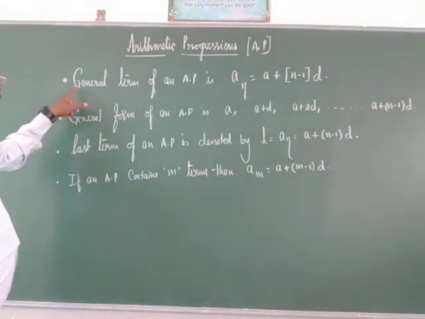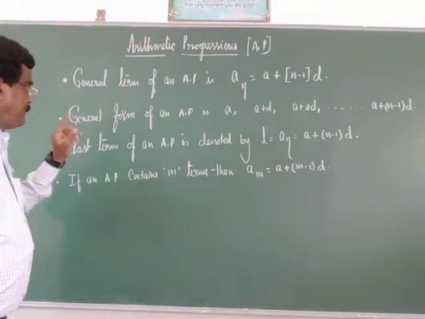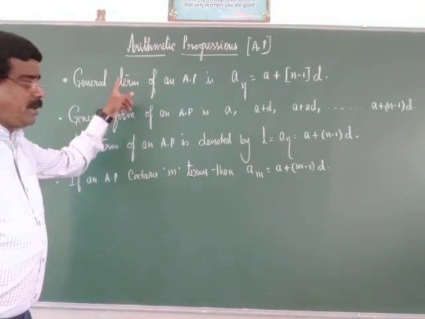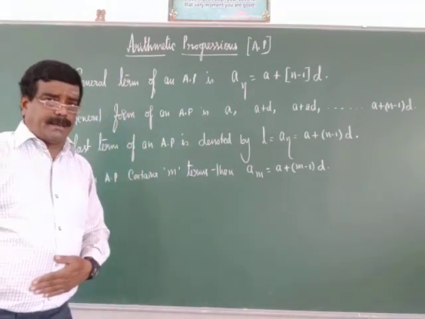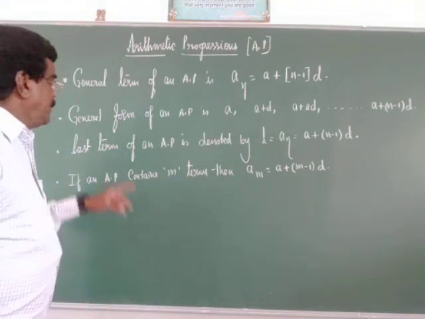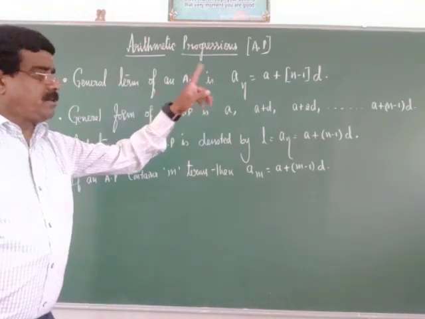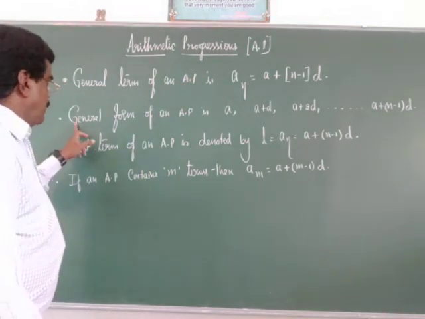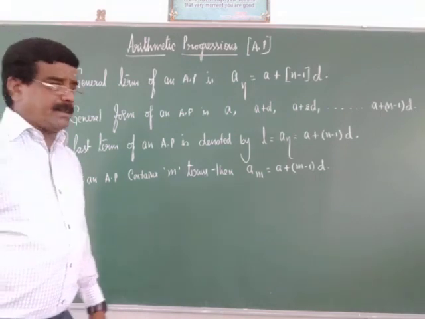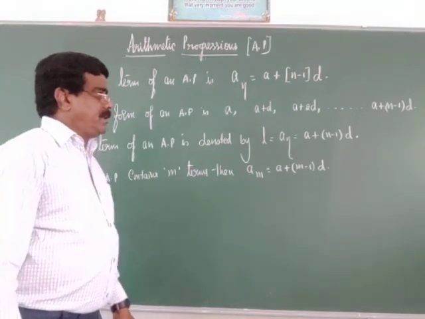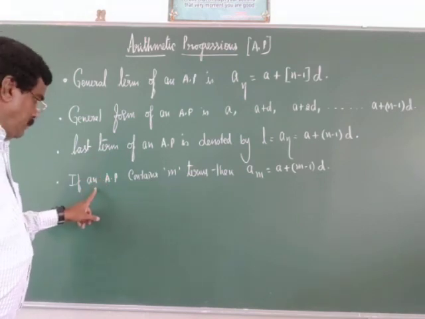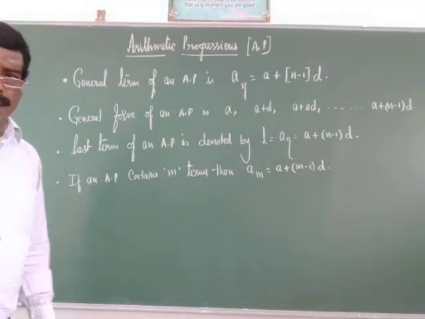That is, general term of an AP, general form of an AP. Don't get confused, children. These two are different questions for 1 mark again. General form is different from general term. General term means an is equal to a plus n minus 1 into d. General form of an AP means a, a plus d, a plus 2d, dot dot dot, a plus n minus 1 into d. Similarly, last term and the mth term of an AP.